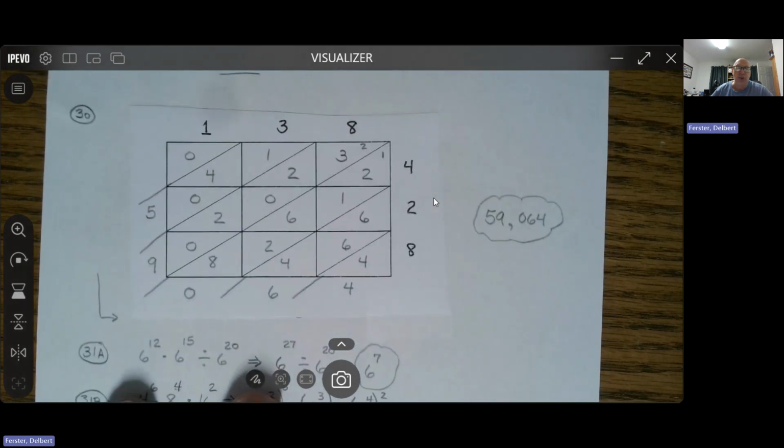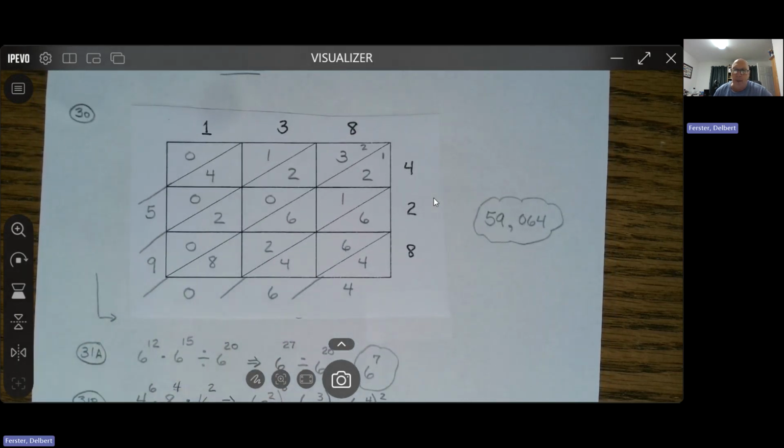30. Chance to do some lattice multiplication. I went ahead and set up everything. You're multiplying 138 by 428. And in each case, you simply multiply. So 8 times 4 is 32. 3 goes to the top box, 2 to the bottom box. 8 times 2 is 16. 1 to the top box, 6 to the bottom box, and so on.